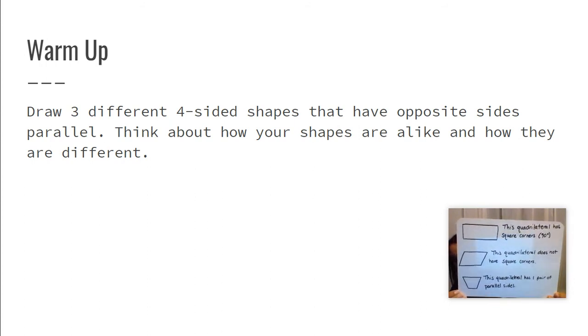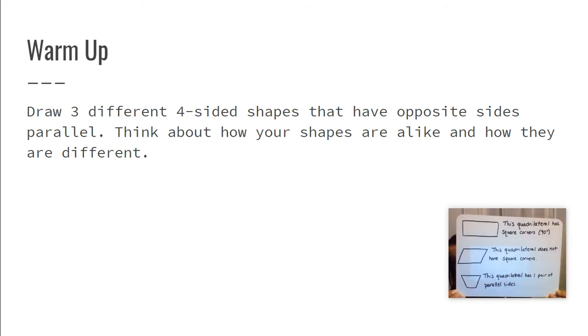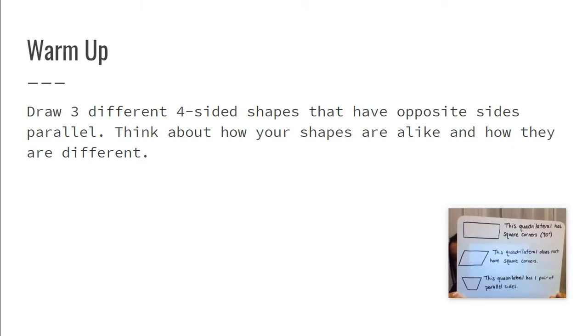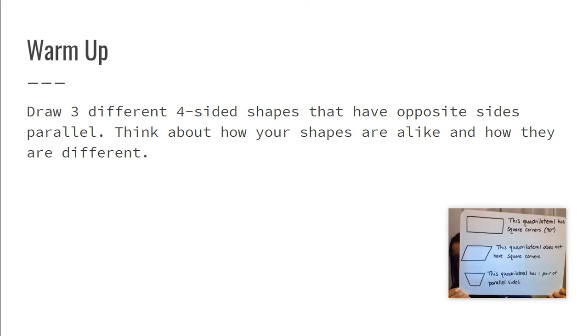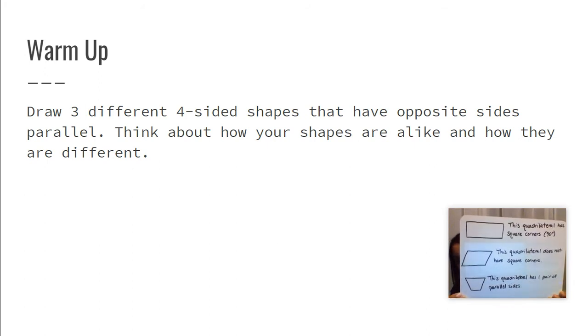The first one is a quadrilateral, and that quadrilateral at the top looks like a rectangle. It has square corners, and each of those corners measures 90 degrees. The middle quadrilateral does not have square corners, and you'll notice it looks slightly different from my first shape. And then my last shape is, again, a quadrilateral. It has 4 sides, and this one only has 1 pair of parallel sides, whereas the first 2 shapes that I drew had 2 pairs of parallel sides.